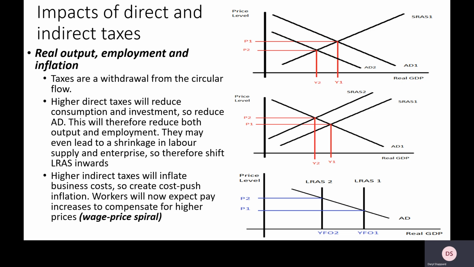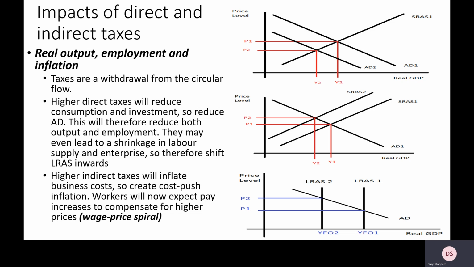If people pay more income tax, they've got less disposable income, so that would lower consumption. If you also raised corporation taxes, businesses have less incentive to want to invest, and that would also reduce aggregate demand. Now look at the second diagram. If you were to increase indirect taxes such as VAT, then you are inflating the cost of production. Therefore, SRAS will move inwards and it will create cost-push inflation.